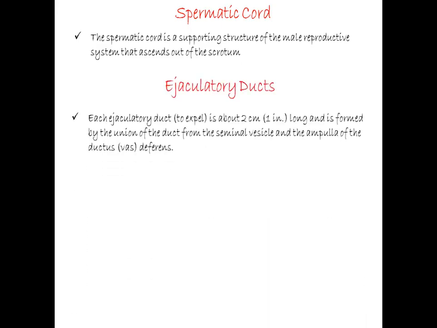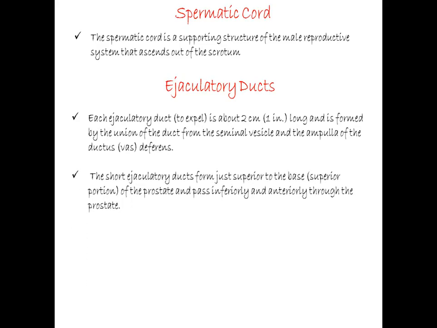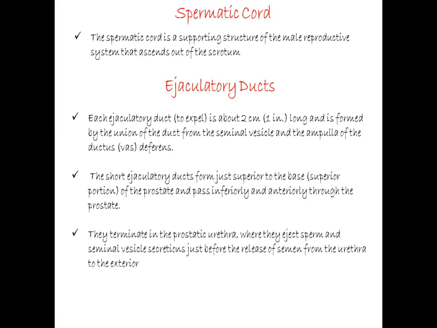Ejaculatory ducts. The ejaculatory duct is about 2 cm long and is formed by the union of the duct from the seminal vesicles and the ampulla of the ductus deferens. The short ejaculatory duct forms just superior to the base of the prostate and passes inferiorly and anteriorly through the prostate. They terminate in the prostatic urethra, where they eject the sperm and seminal vesicle secretion just before the release of semen from the urethra to the exterior.